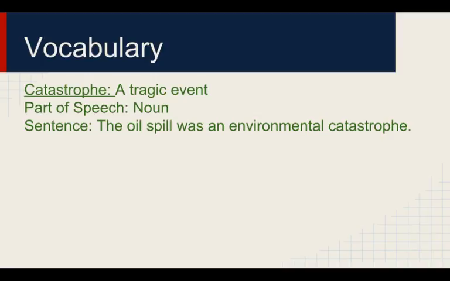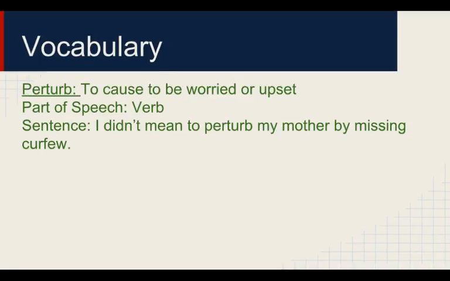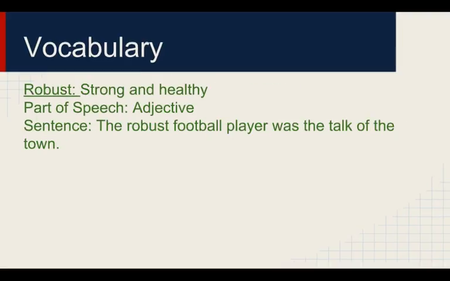Catastrophe is a tragic event. This is one of my favorite words. The oil spill was an environmental catastrophe. Perturb, to cause to be worried or upset. I didn't mean to perturb my mother by missing curfew. Robust is strong and healthy. The robust football player was the talk of the town.